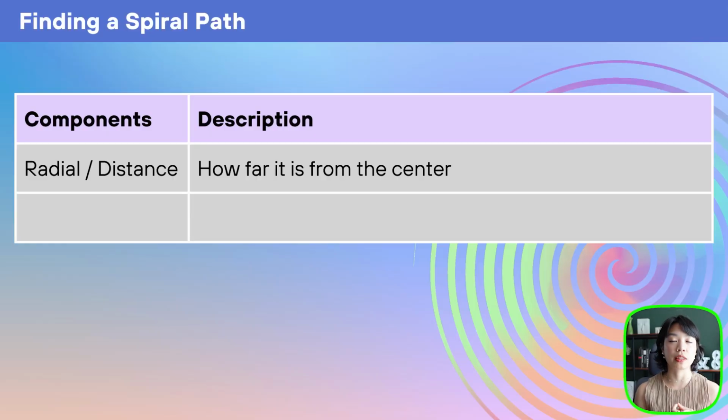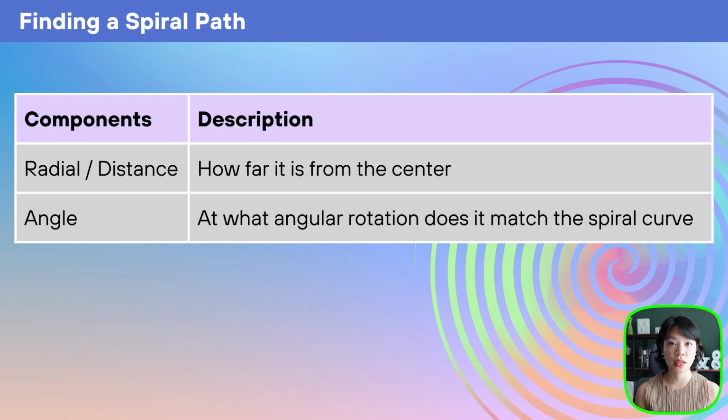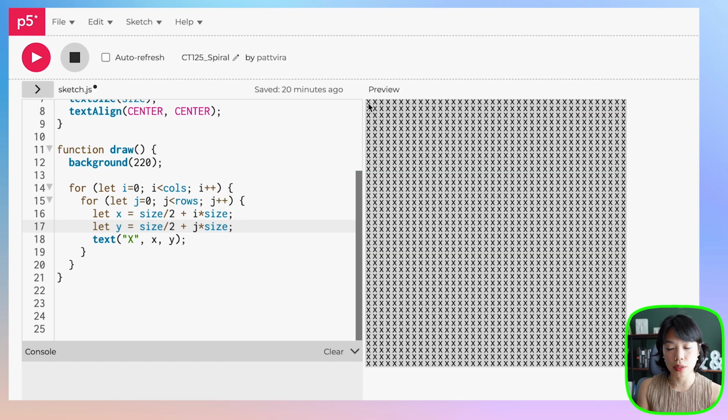And as you can see from the equation, there are two main components. The first part is the radial or the distance component, how far it is from the center, and then the second component is the angle component. At what angular rotation does it match the spiral curve? Let's start by figuring out the distance between the anchor point, which is the middle point between each of these letter x, and the middle of the canvas.